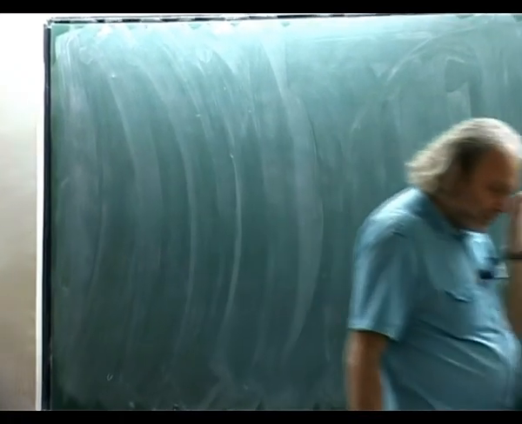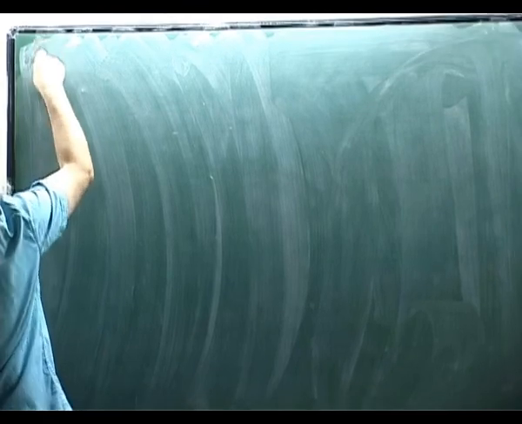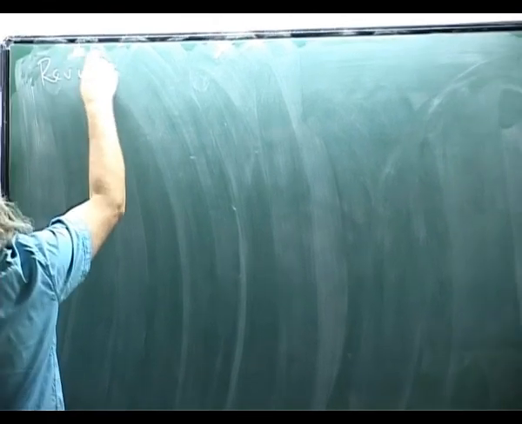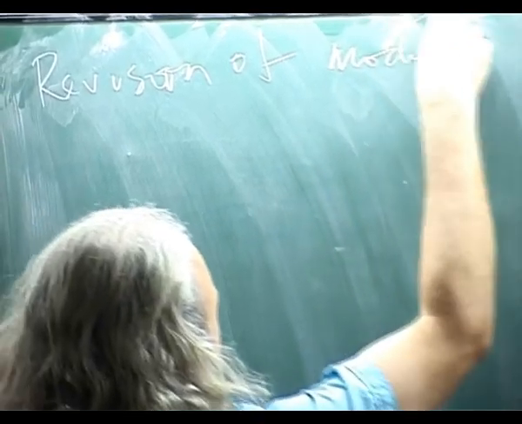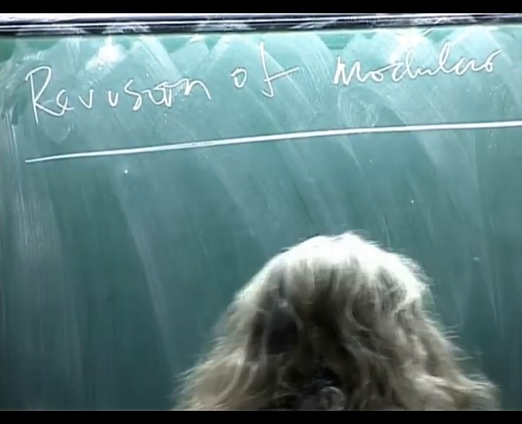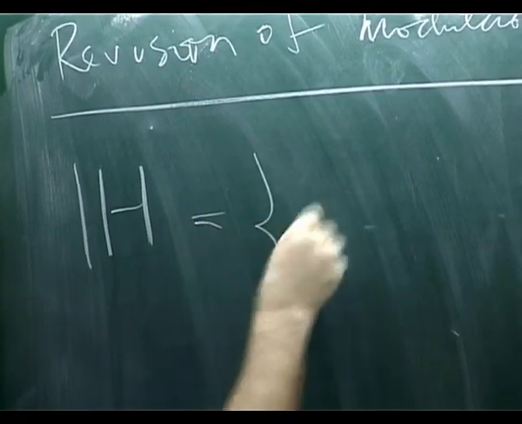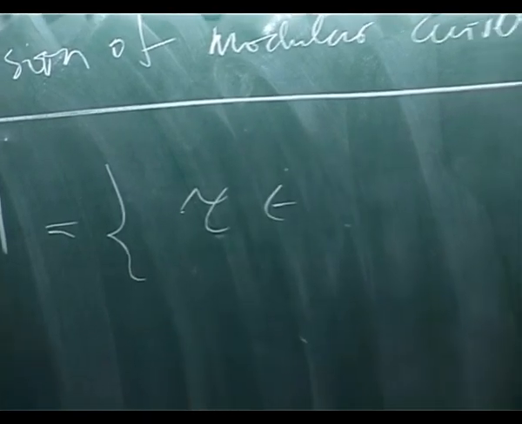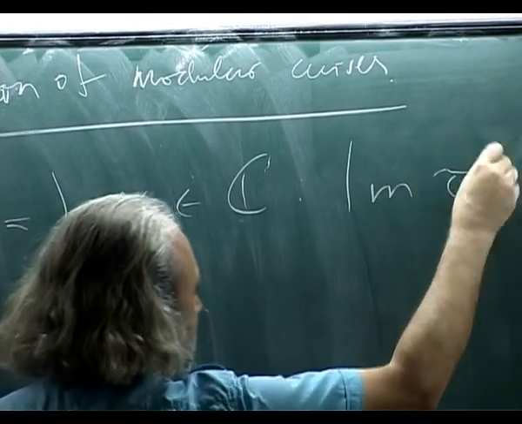So, brief revision of modular curves. Let H be the Poincare upper half plane, so all complex numbers with positive imaginary part.